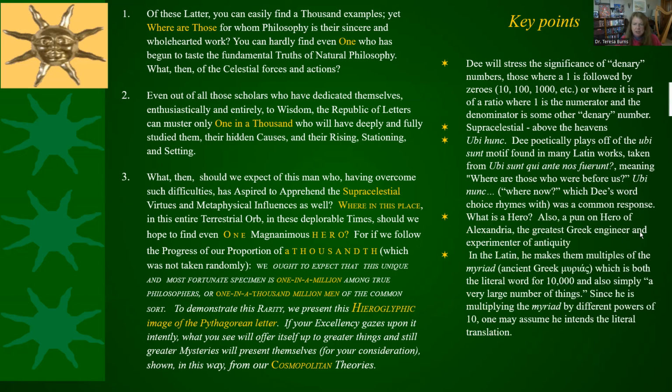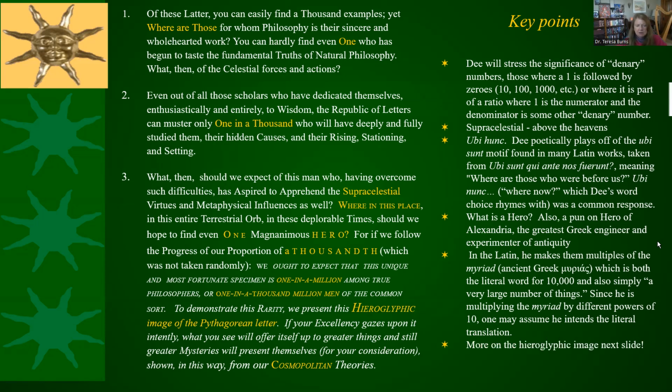The word myriad, which is a Latin word that comes directly from ancient Greek, is a literal word for 10,000, but it also means a really large number of things. So you could also look at this as him saying that this unique and fortunate specimen is one in a myriad of a myriad. I mean, there's hardly any person like this, especially of the common sort. So to demonstrate this rarity, we present the hieroglyphic image of the Pythagorean letter. I'm going to talk more about the hieroglyphic image in the next slide.